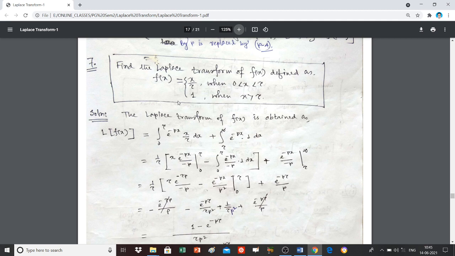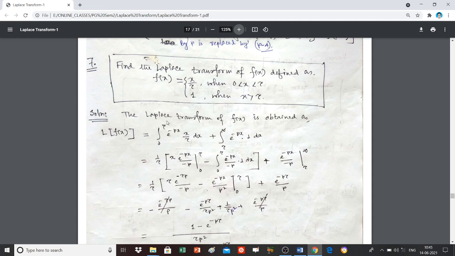Now, since we know that the Laplace transform of the function f(x) is defined as the integral from 0 to infinity of e to the minus px, then f(x), and then dx. So from that definition, the Laplace transform of the function given here can be written with the limit divided into two parts. One is 0 to tau and another is tau to infinity.